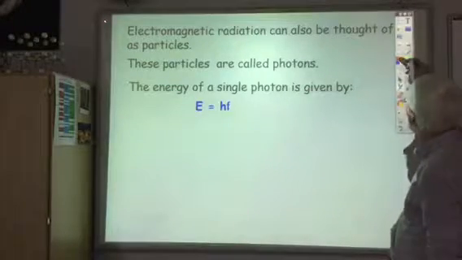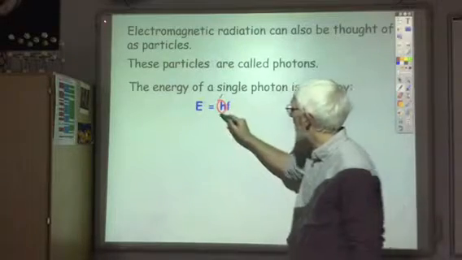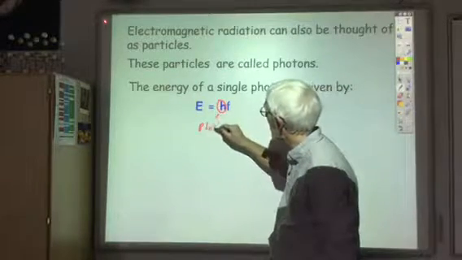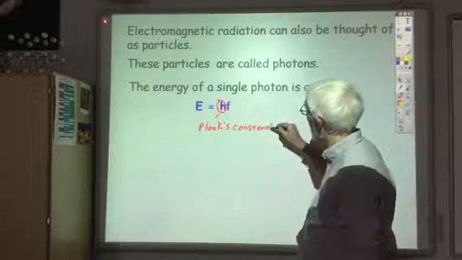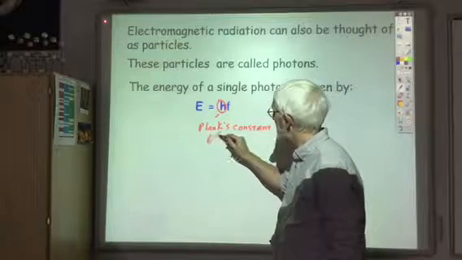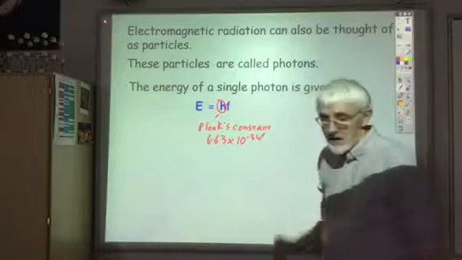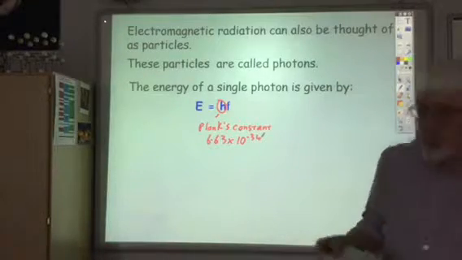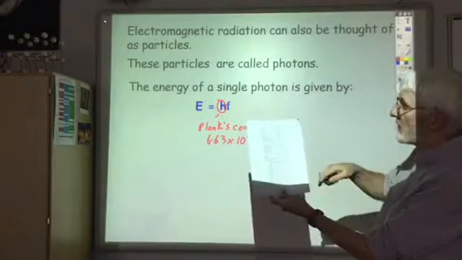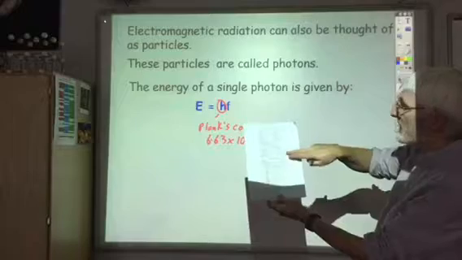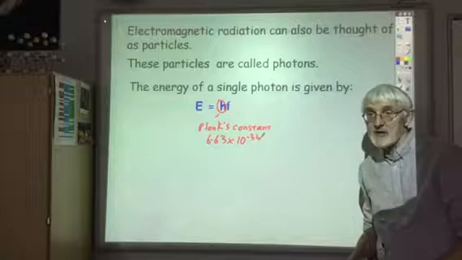Now, h refers to something known as Planck's constant, and it's got a value of 6.63 times 10 to the minus 34. You don't need to remember that number as it's in your data booklet, and you'll find it on the back page of your data booklet. f, of course, refers to the frequency of the radiation.